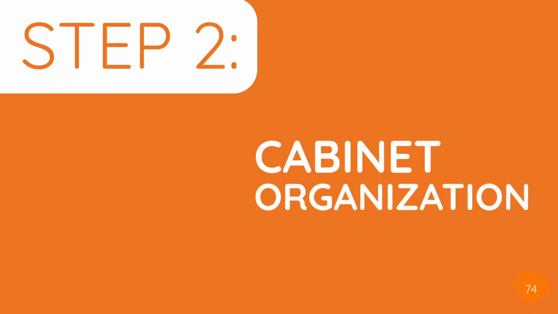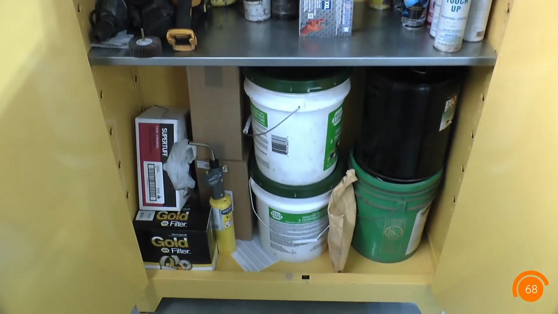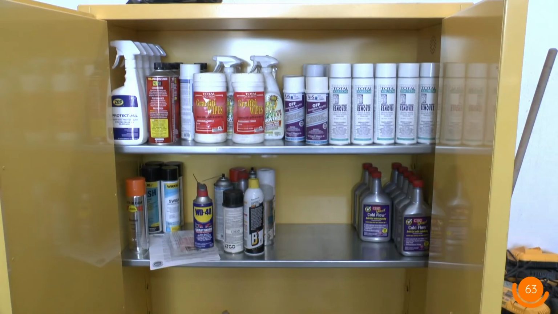Step 2. Cabinet organization. Avoid using flammable material cabinets as general storage lockers like the one shown here. Ensure that your materials are well organized for simple identification and use.